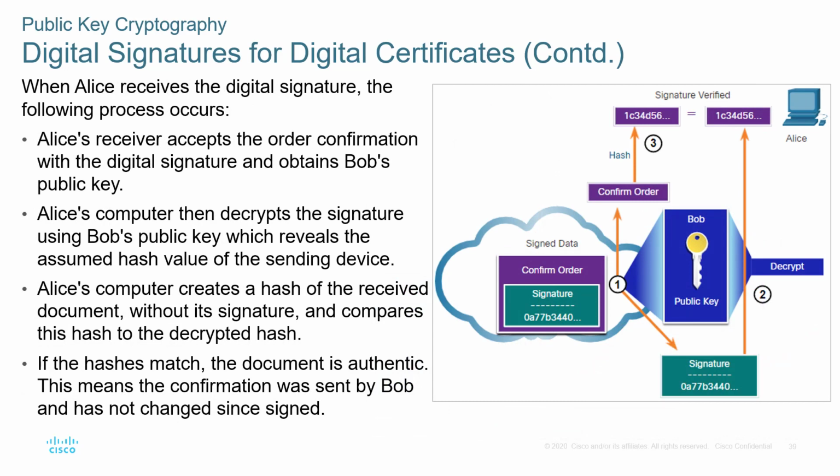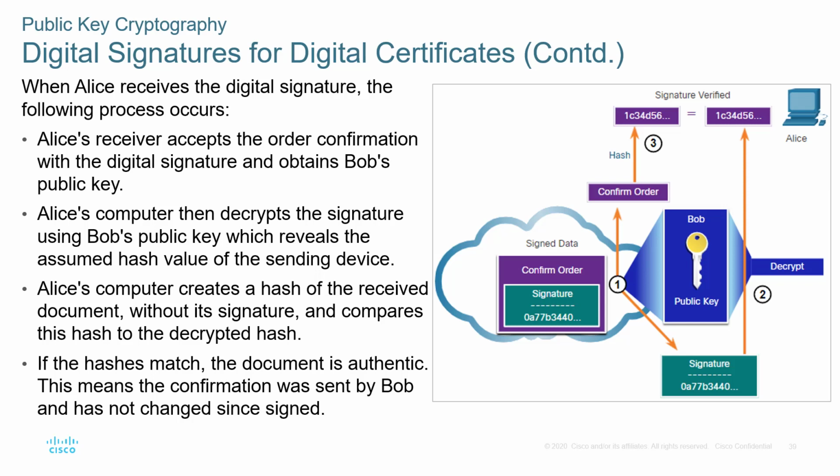To take this further, let's look at the receiving side. When Alice receives the digital signature, the process will kind of go in reverse. Alice will receive and accept the order from Bob's computer, looking at Bob's digital signature and Bob's public key. Alice's computer will then decrypt the signature using Bob's public key, which reveals the assumed hash value of the sending device.